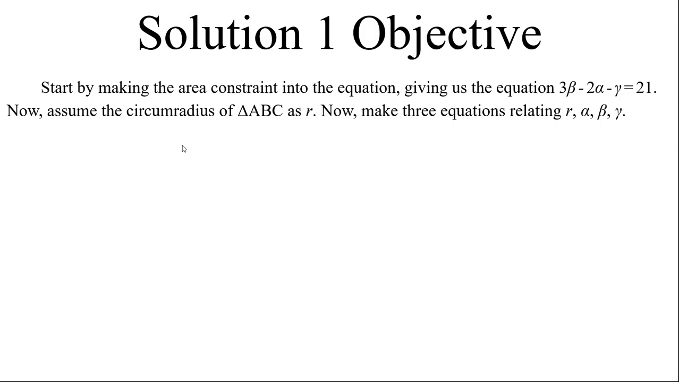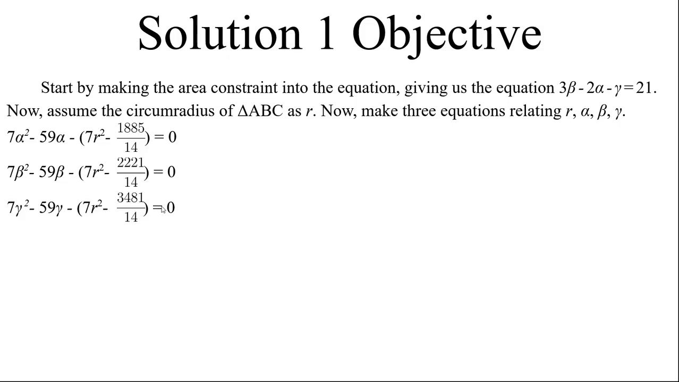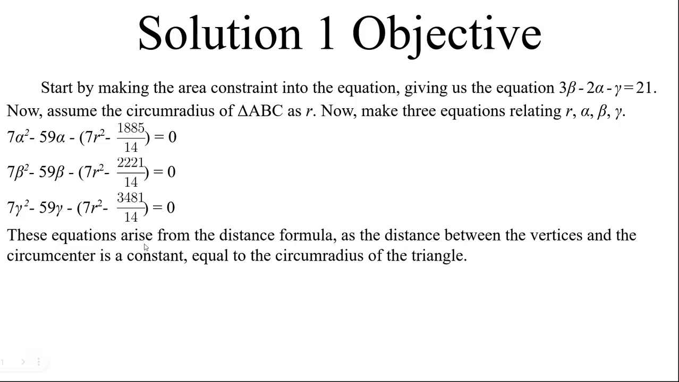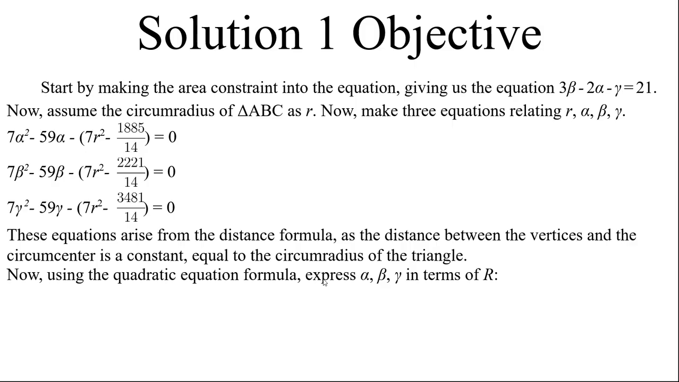We start with alpha comma 2 and 59 by 14 comma 11 by 14. And then it is equal to r squared, right? So we transpose r squared and multiply the entire equation by 7. And then we do the same thing with the point beta comma 3 and the same thing with gamma comma 5 also. And as I mentioned, this is how we get the equations. Then using the quadratic formula, we'll be expressing alpha, beta, gamma in terms of R. So we get this is alpha, this is beta, and this is gamma. Let's move on.